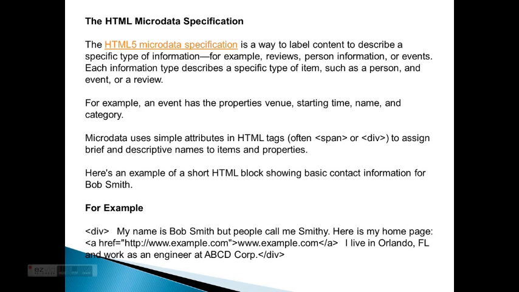Microdata uses simple attributes and HTML tags, often span or div, to assign brief and descriptive names to items and properties. Here's an example of a short HTML block showing basic contact information for Bob Smith. So div, my name is Bob Smith, but people call me Smithy. Here's my home page, and it gives an href to the URL, www.example.com. And I live in Orlando, Florida, and work as an engineer at ABCD Corporation. And then the closing div.